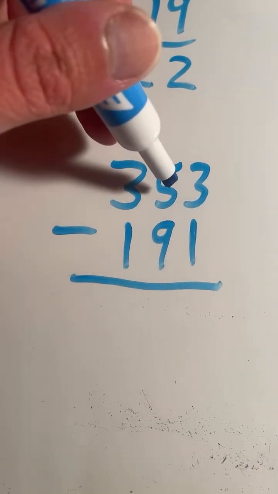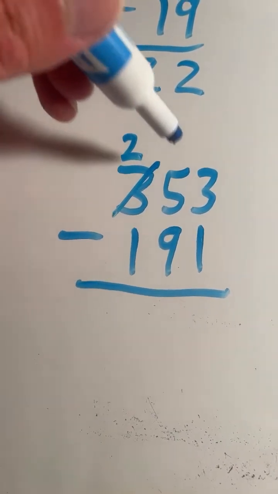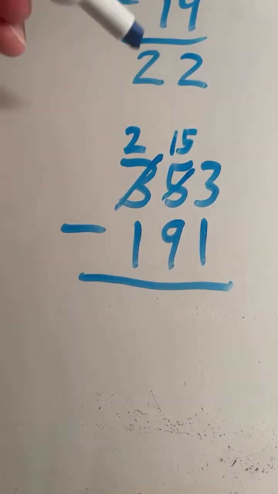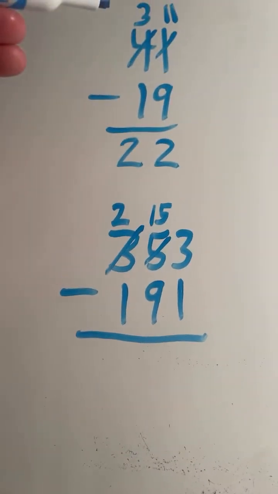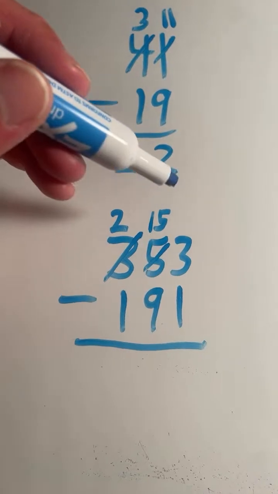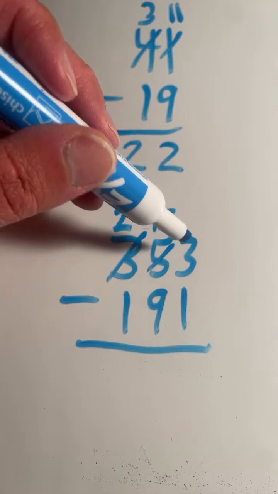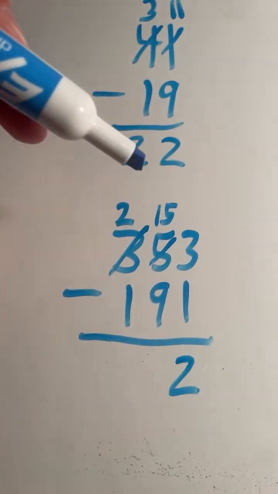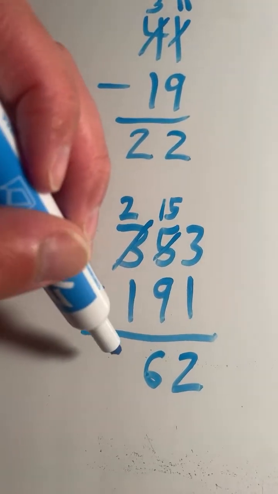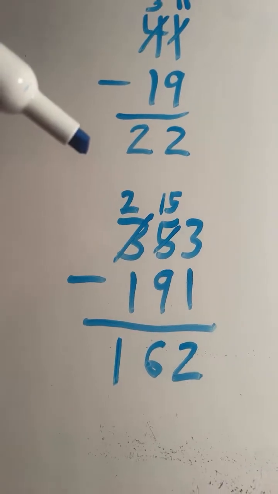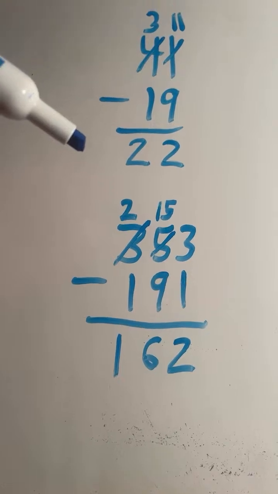So here we need to regroup in the tens place because you can't start out with 5 and take away 9. So the 3 in the hundreds place becomes a 2. The 5 in the tens place becomes a 15. Now we're ready to start subtracting. Once we're ready to subtract, we always start in the ones place. 3 minus 1 equals 2. 15 minus 9 equals 6. 2 minus 1 equals 1. And we have our final answer. 353 minus 191 equals 162.